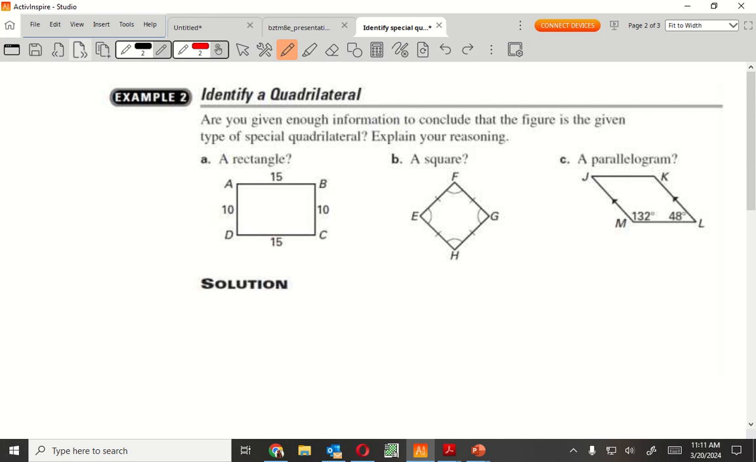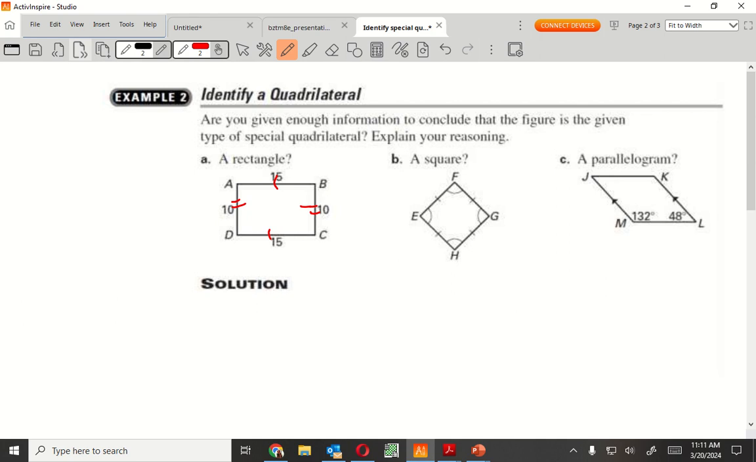Is this a rectangle? Yeah. Okay, so we got top and bottom are the same. Side to side. Do we know that they're 4 right angles? No. Does it say that they're right angles? No. It doesn't say that they're right angles.